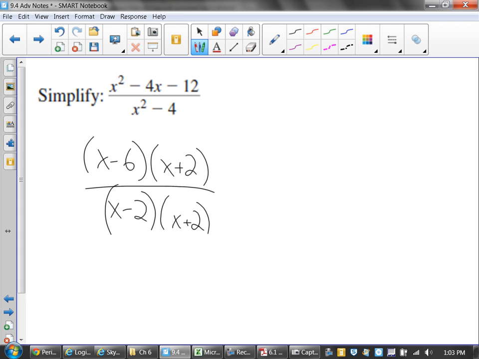What can you cross off? x plus 2. And you're left with x minus 6 over x minus 2. Can I go any further? Nope. That would do it.